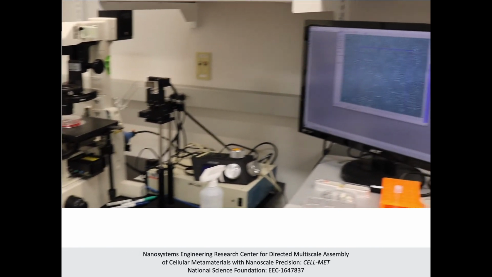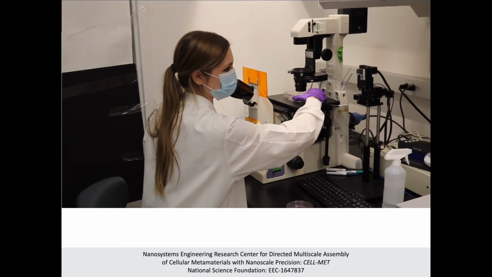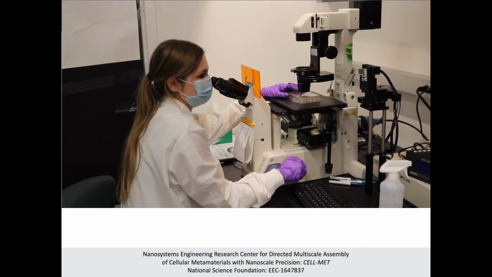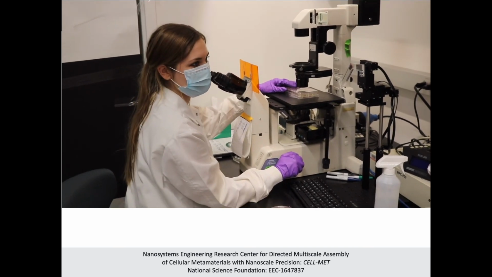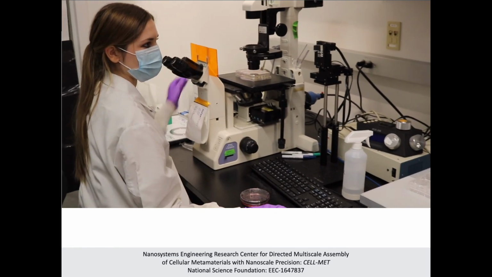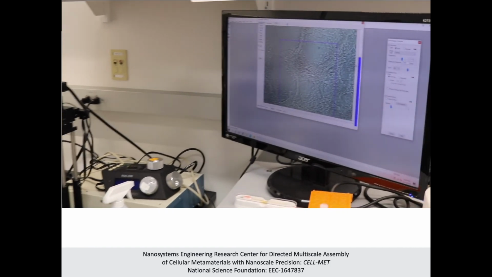So I'm showing you here what the HMSCs look like. And these are the more supporting cells. Now I'm going to look at the cardiomyocytes, which are the contractile cells of the heart. And these are the cells in 2D before we add them to the tissues. And you can watch them and see how they beat in 2D.